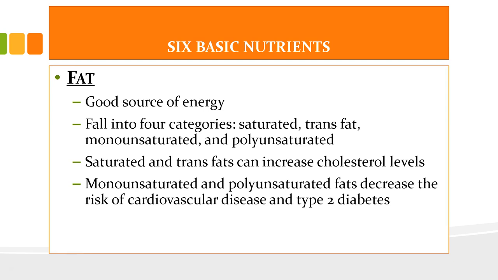Examples are found in red meat. Mono and polyunsaturated fats are good fats that may lower the risk of cardiovascular disease and type 2 diabetes. Examples can be found in nuts and fish.